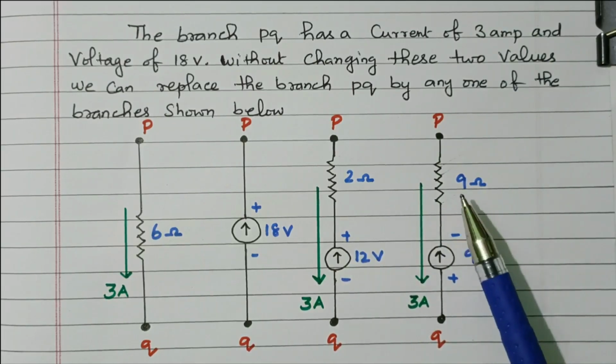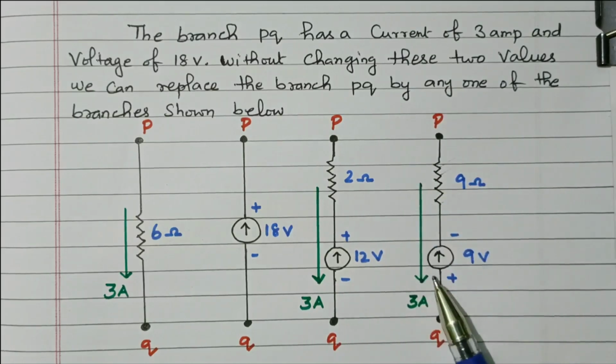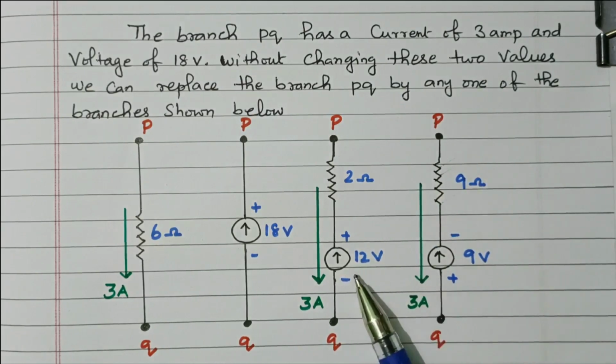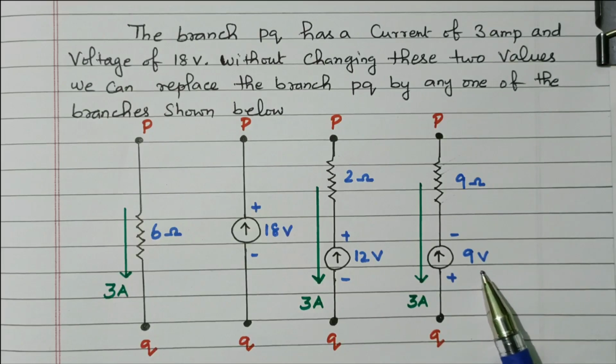In series with that we have a 9 ohm resistor available. The current is maintained as 3 ampere. So what will happen? Here minus 9 voltage is available. This will be plus 12 voltage. The terminals are reversed, so we have minus 9 voltage.